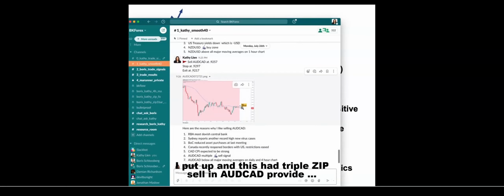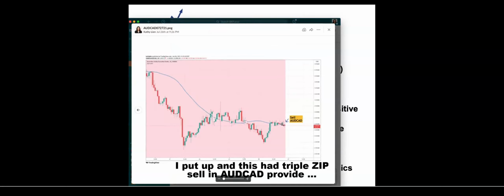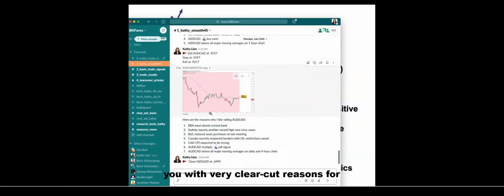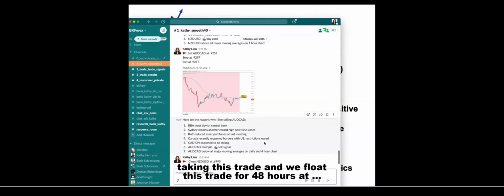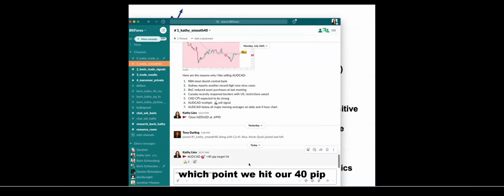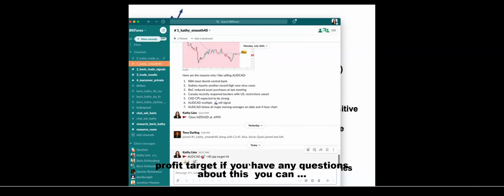And as you can see here, this was an Aussie CAD trade I put up, and this had triple zip sell in Aussie CAD, and it provides you with very clear-cut reasons for taking this trade. And we held this trade for 48 hours, at which point we hit our 40 pip profit target.